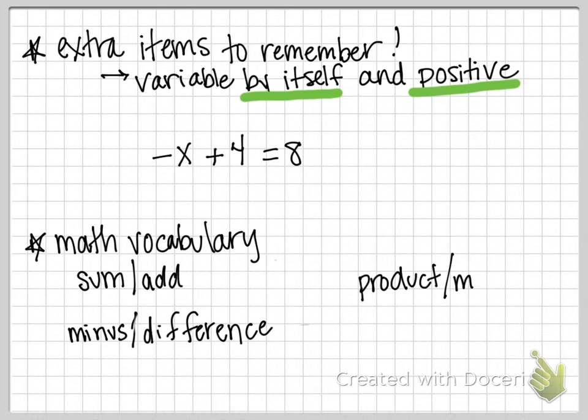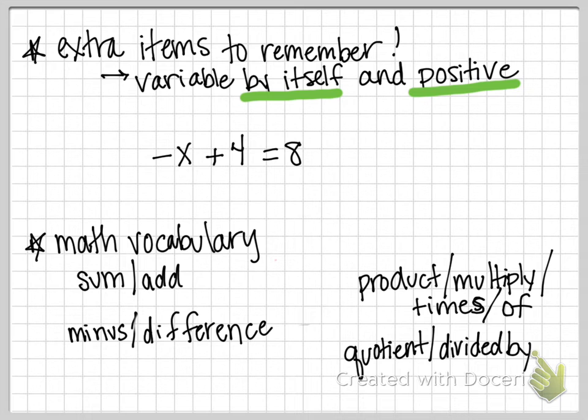If you see the product or multiply or times, that should say times. The product is the answer to a multiplication problem. Of. That's a super important one, actually. That means you would use a dot or the times, right? You're multiplying. And finally, the quotient is division or divided by.